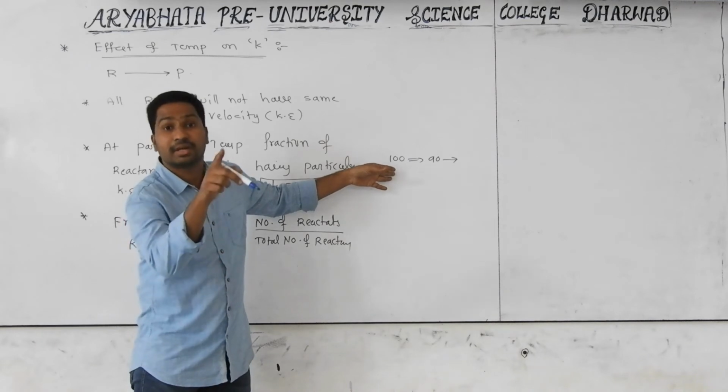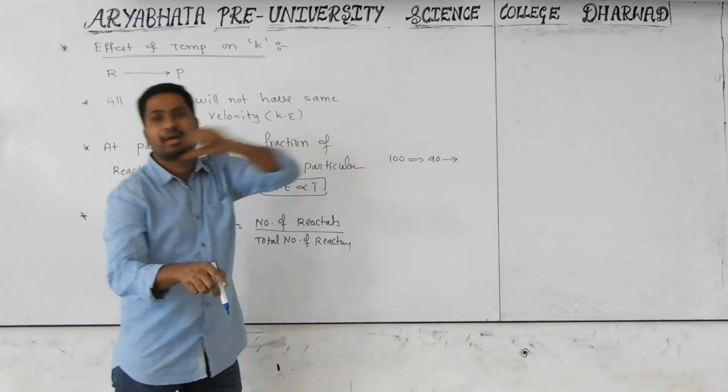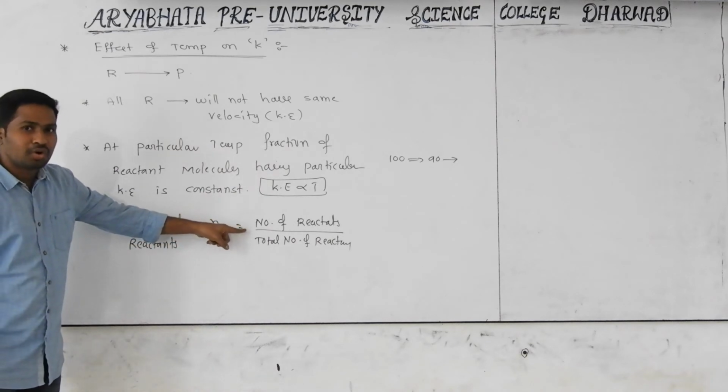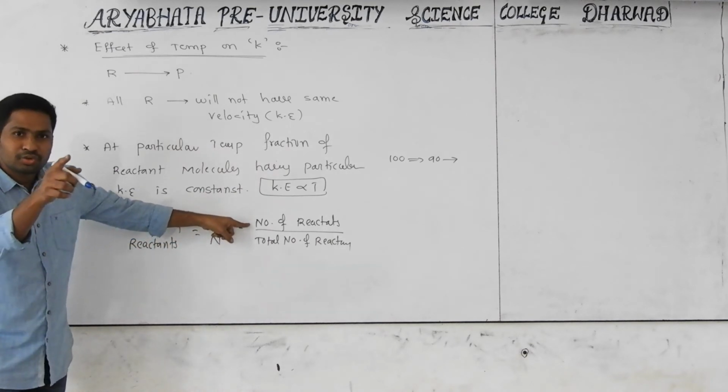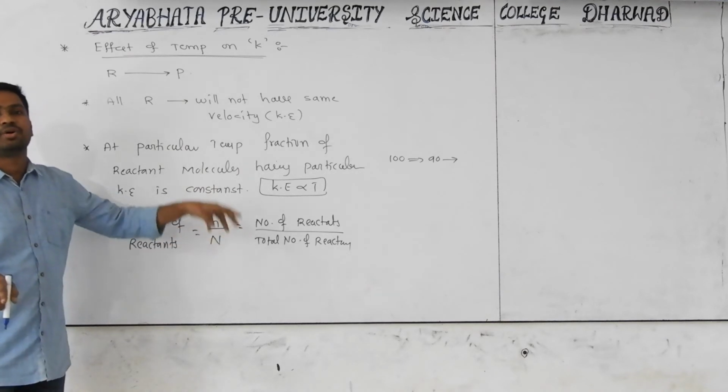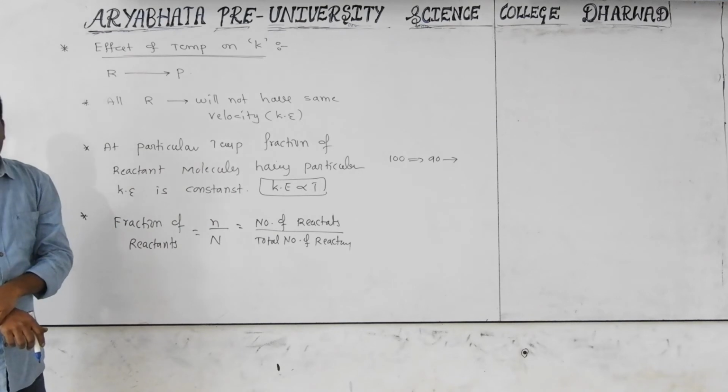0.9 is the fraction of reacting molecules having a particular kinetic energy. Fraction of molecules is defined as the ratio of the number of reacting molecules having that particular energy to the total number of reacting molecules in the reaction. So, all of you get it?